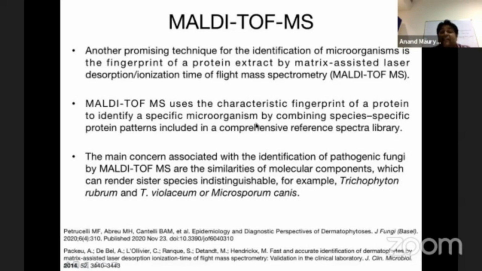The only concern associated with the identification of pathogenic fungi by MALDI-TOF is the similarity of the molecular components, which can make sister species hard to distinguish. For example, T. rubrum and Microsporum canis and T. violaceum. So these are some of the concerns with MALDI-TOF.